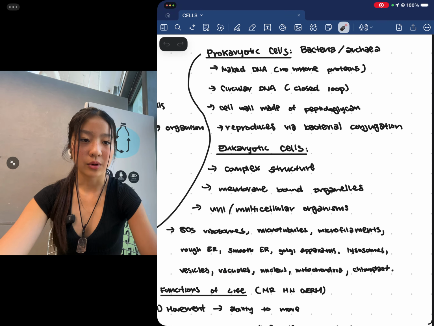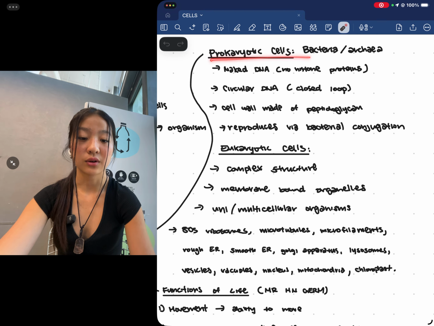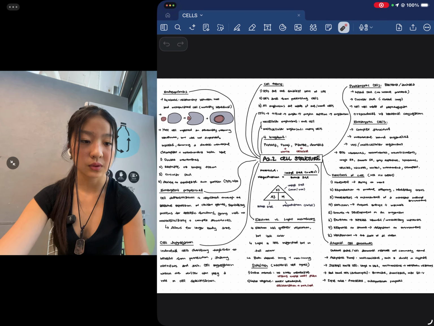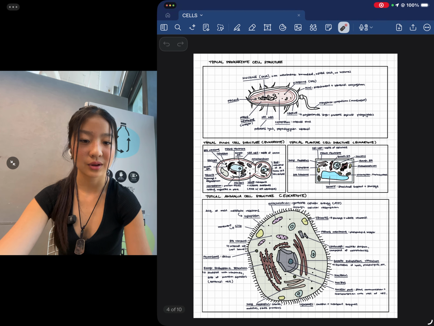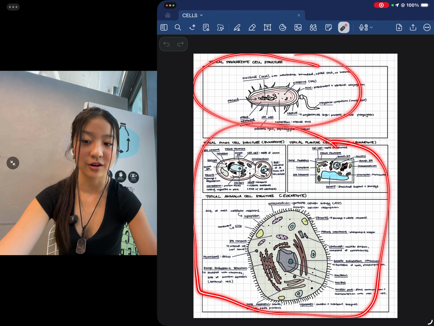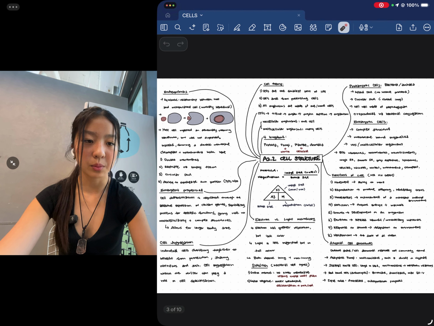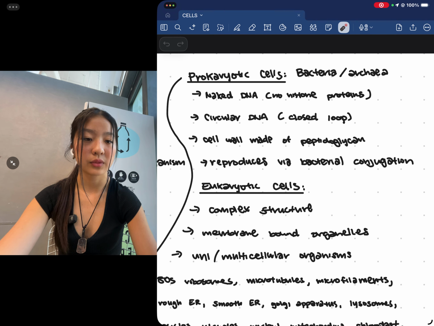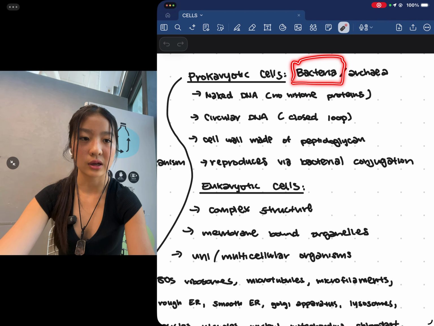Let's move into a quick overview on prokaryotic versus eukaryotic cells. If I just scroll over here really quick, this is a prokaryotic cell, and then everything on the rest of the page are eukaryotic cells. So to start off, prokaryotic cells are mostly bacteria, is what we're looking at.